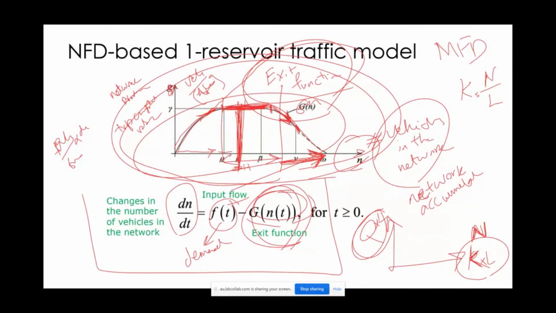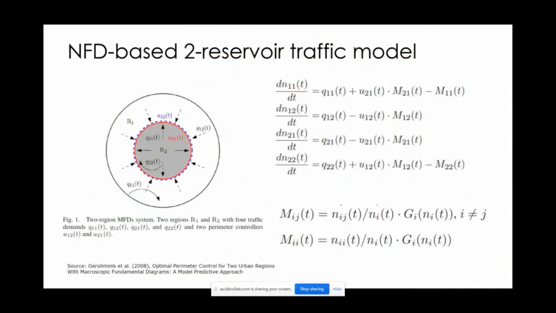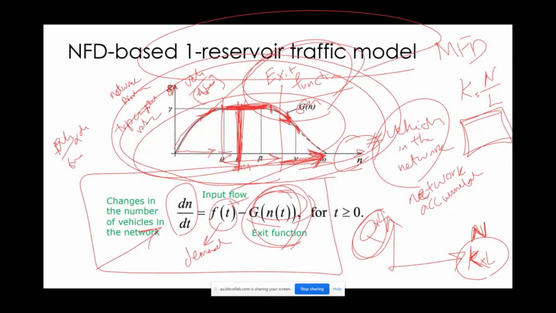So again, very similar to the LWR model, we are saying, basically, the conservation of vehicles at the network level. The change in the number of vehicles in the network is equal to the input flow, which comes from the demand, minus the exit function. And this is only for one reservoir system. So imagine we're modeling a city as one entire system, one entire block. We can extend that to two reservoir systems or a multi-reservoir system. Then the differential equation that we wrote here needs to be expanded.